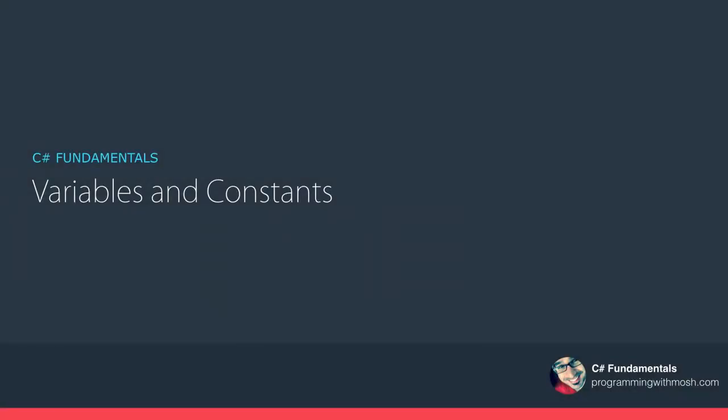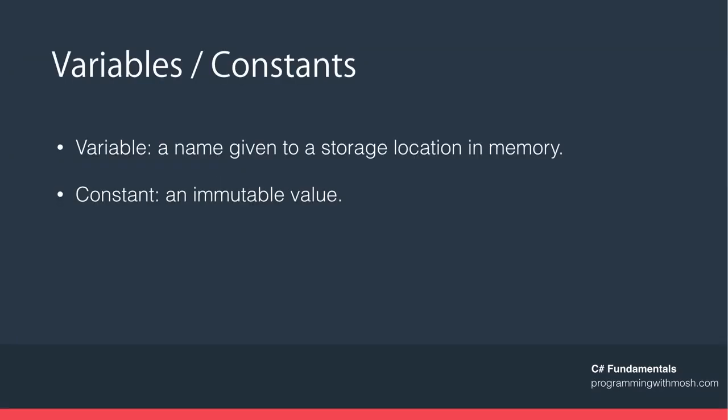Okay, we're going to start our journey by learning about variables and constants. Let's start by two definitions. A variable is a name that we give to a storage location in memory, where we can store a value. And a constant is an immutable value. That is a value that we know at compile time, and that value cannot change throughout the life of the application. Why do we use constants?